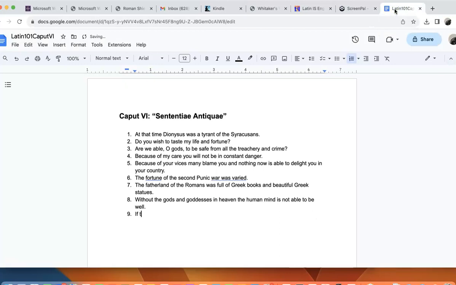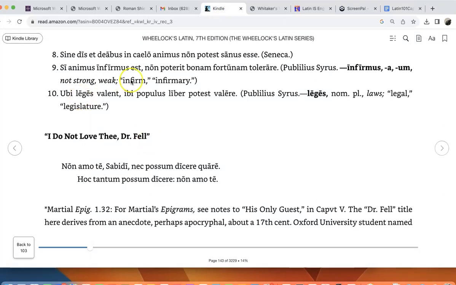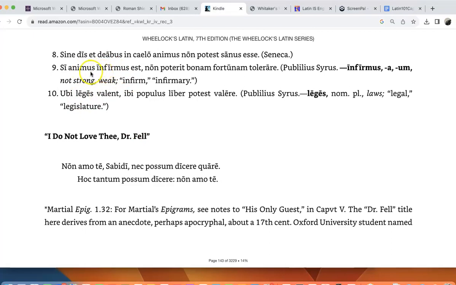If the mind is weak, it will not endure good fortune. Don't forget, you will have to write a short essay on one of these sayings. What does it even mean? Well, perhaps it means that if somebody is depressed or an inveterate complainer, somebody whose eyes are always downcast, even if good fortune comes their way, they won't be able to recognize it. So that seems to be perhaps one way to read it.